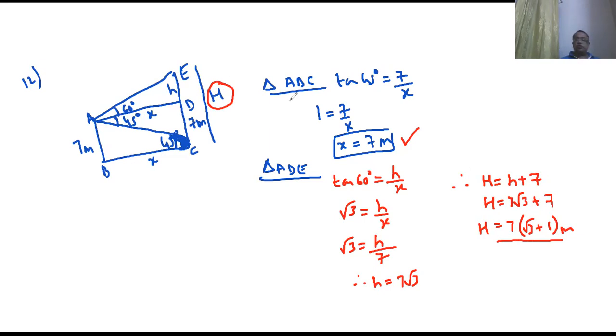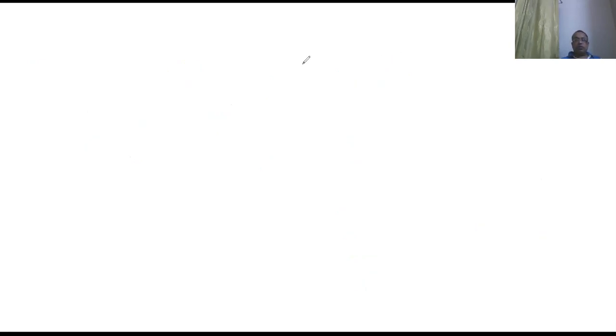Moving on to the next question, question number 13. As observed from the top of a 75-meter high lighthouse. So this is a lighthouse which is given 75-meter high. The angle of depression of two ships are 30 and 45. One ship is exactly behind the other.